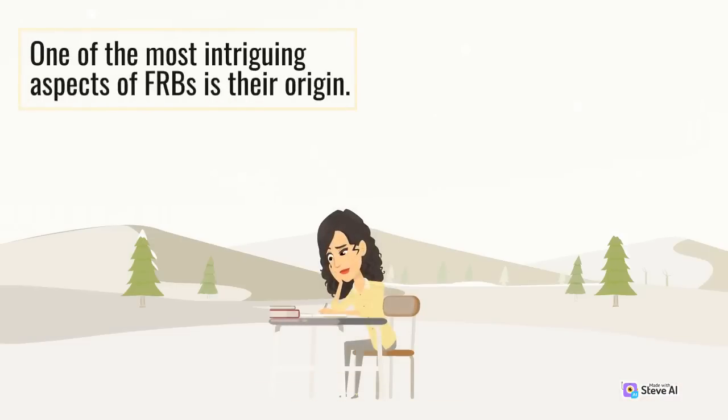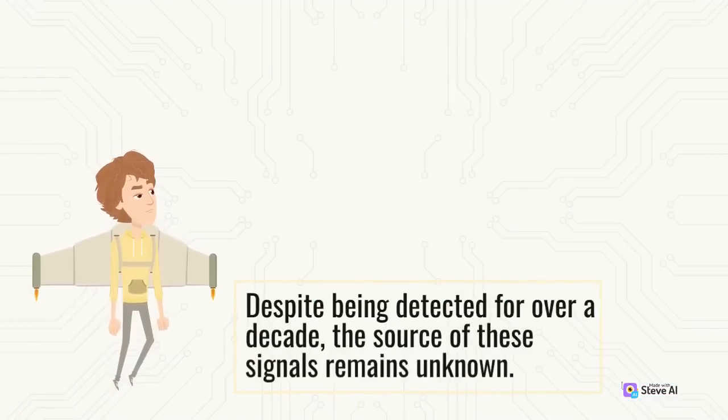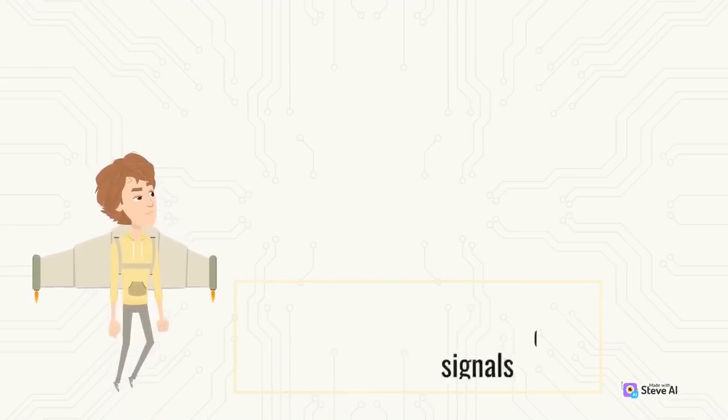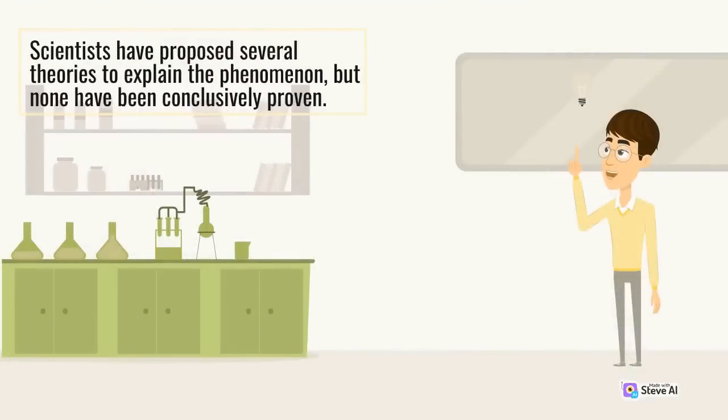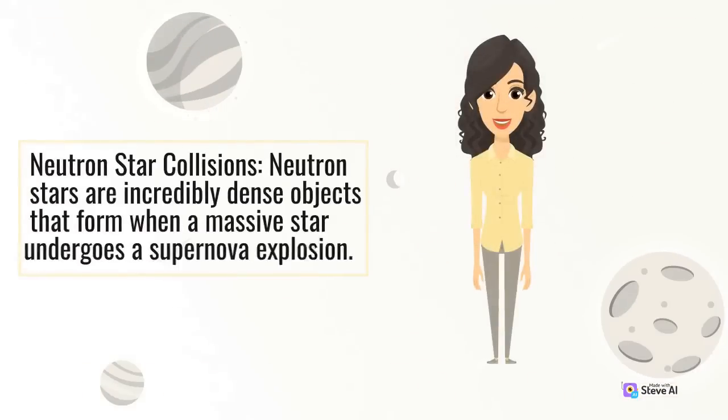One of the most intriguing aspects of FRBs is their origin. Despite being detected for over a decade, the source of these signals remains unknown. Scientists have proposed several theories to explain the phenomenon, but none have been conclusively proven. Some of the most popular theories include neutron star collisions.